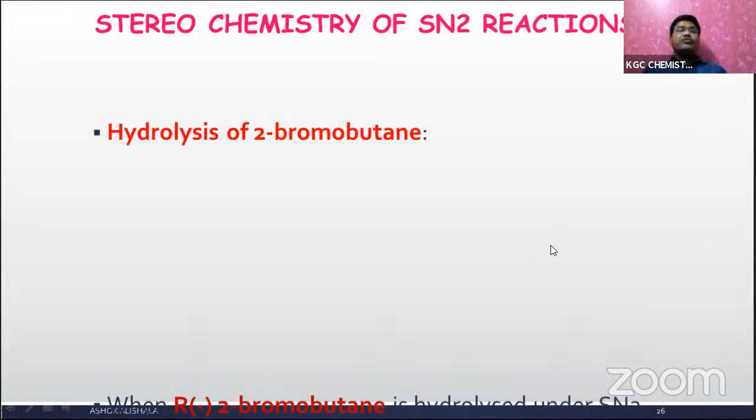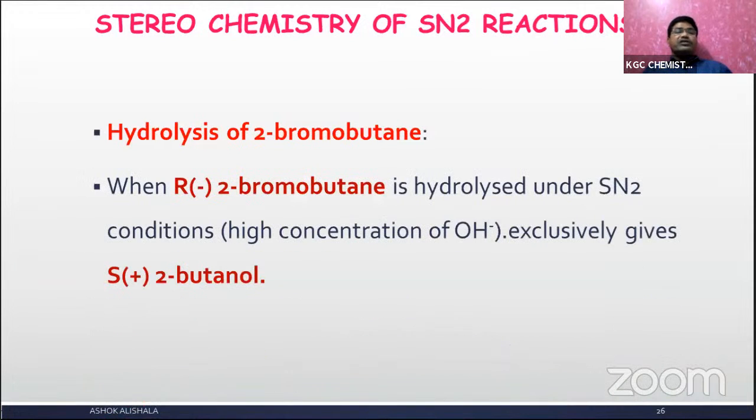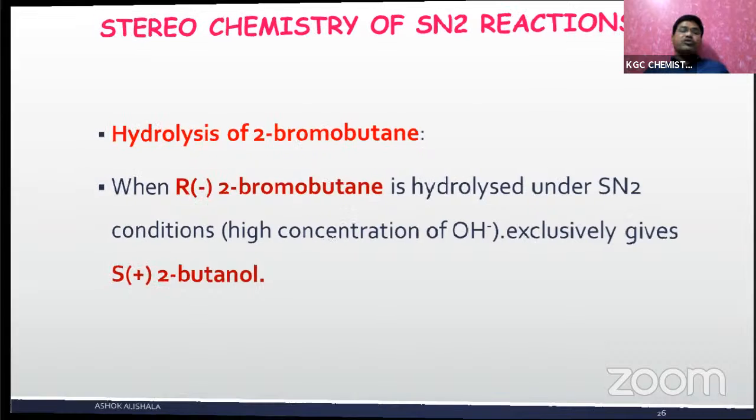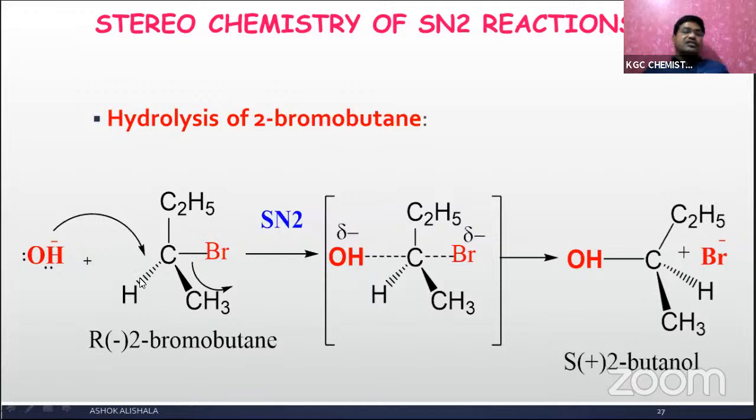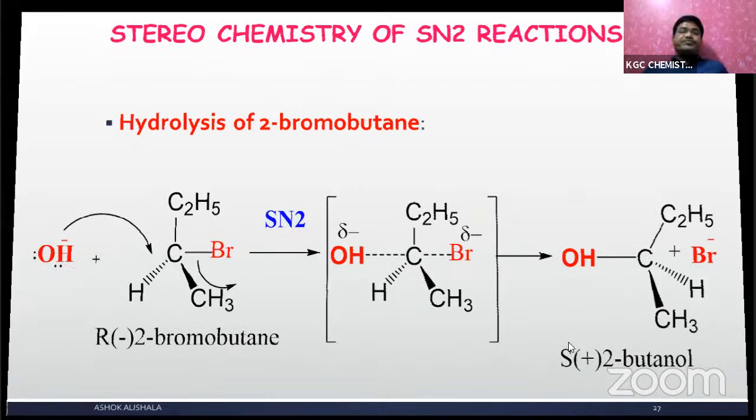Let us take some examples. Hydrolysis of 2-bromobutane. When the R configuration of 2-bromobutane is hydrolyzed, we will get S-2-butanol. This is 2-bromobutane, the R configuration. The hydroxide ion attacks on the backside of the carbon. This is the transition state, and you will get S-butanol. That means if you start with a reacting molecule with the R configuration, you will get the S configuration.